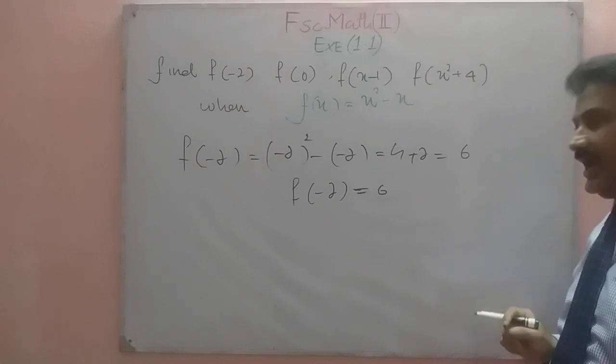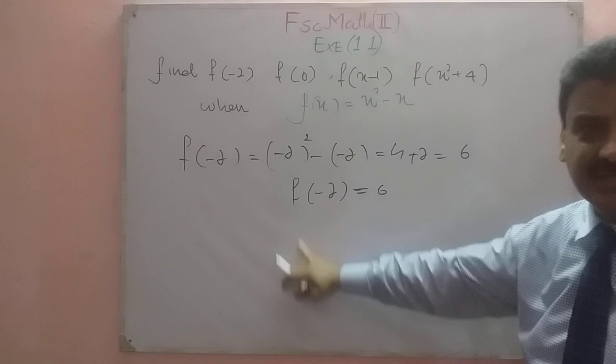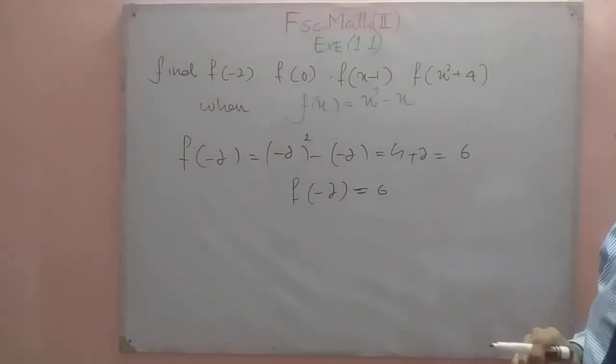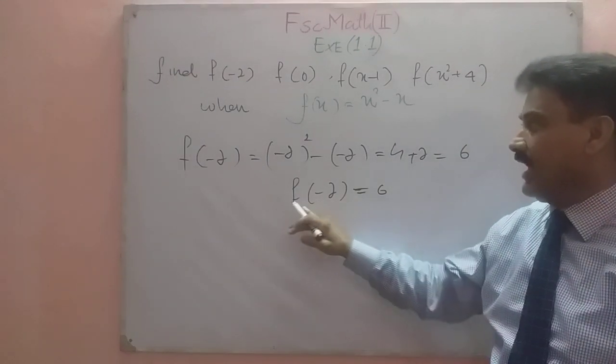We write f of minus 2 is equal to 6. We read it as 6 is the image of minus 2 under f, and f is the function which is given, f of x is equal to x square minus x. 6 is the image of minus 2 under f.